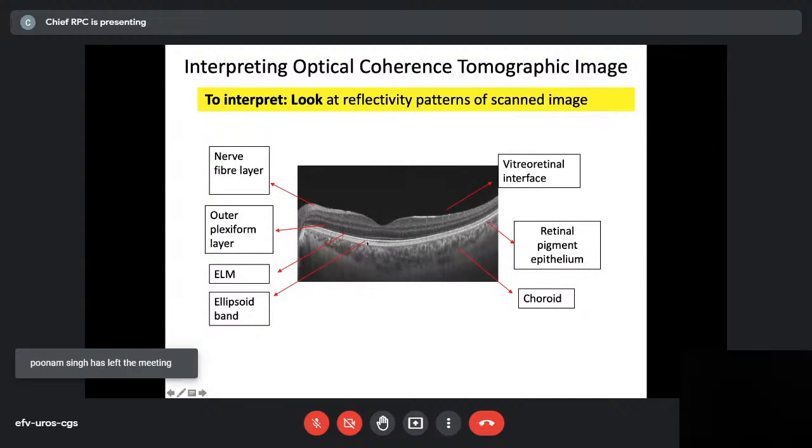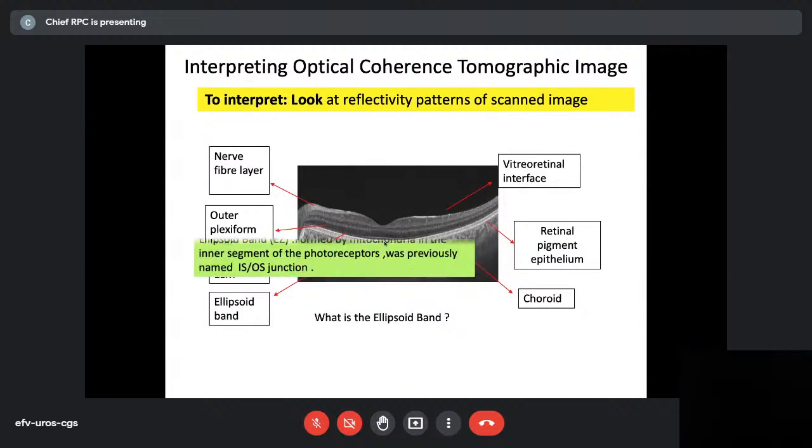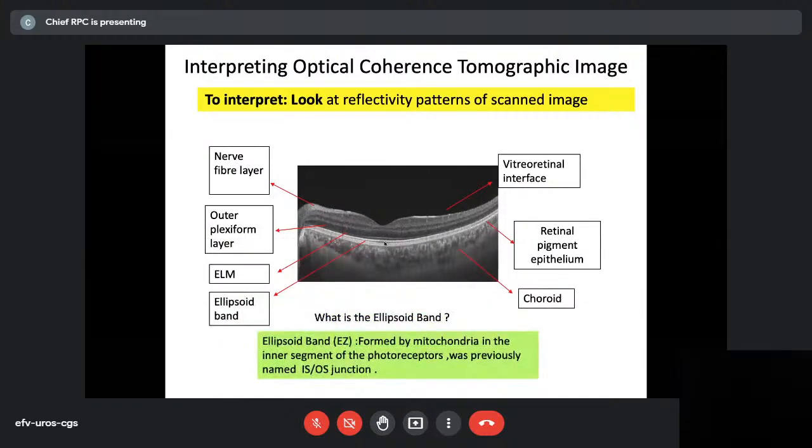So this thick, high refractivity band is something which you should definitely be able to see, and at every visit, this band should be seen, whether it's continuous, discontinuous, or totally broken. This is called the ellipsoid band. The ellipsoid band has great value in the visual recovery, and it's formed by the outer inner segments of the photoreceptors, possibly the mitochondria. It was previously called the ISOS junction.